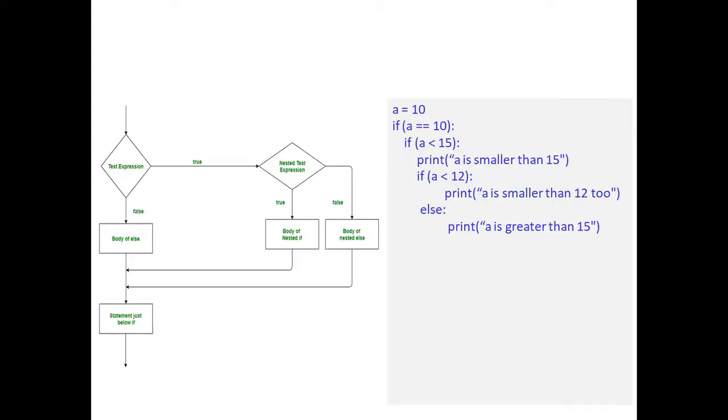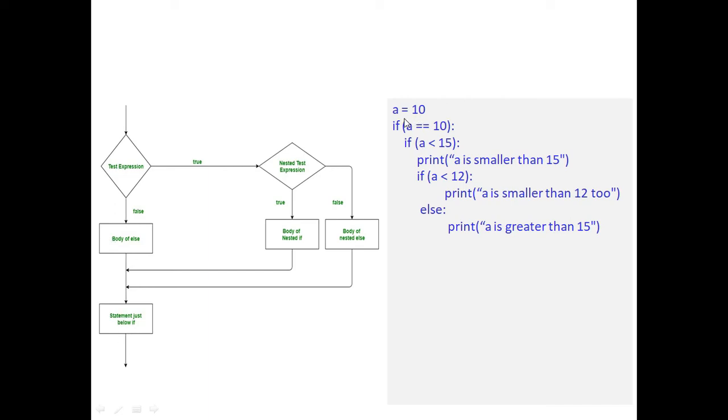The flowchart for nested if is: first, the test expression is checked. If it is true, the nested test expression is checked. If it is true, the body of nested if is executed. If it is false, the body of nested else is executed. And if the test expression is false, the body of else is executed.